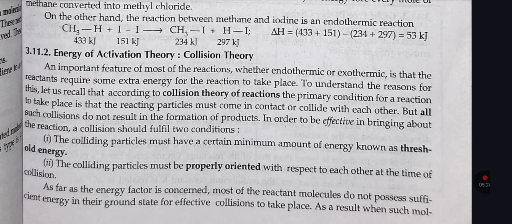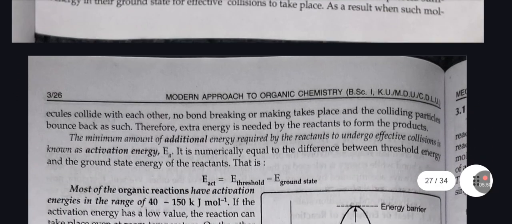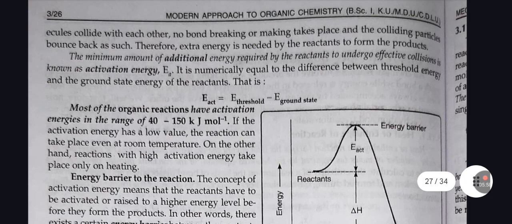First, the colliding particles must have a certain minimum amount of energy, known as threshold energy. Second, the colliding particles must be properly oriented with respect to each other at the time of collision. As far as the energy factor is concerned, most of the reactant molecules do not possess sufficient energy in their ground state for effective collision to take place. As a result, when such molecules collide with each other, no bond breaking or making takes place.